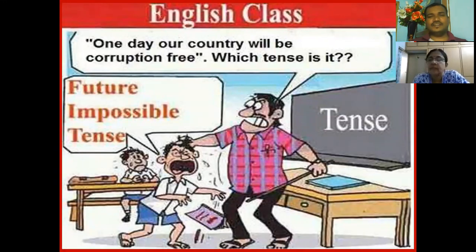So if you look at the screen, there is a funny cartoon picture, right? Just look at the picture, you will be able to understand a little funny incident. So one day our country will be corruption free. Which tense is it? Future impossible tense, right? It's a cartoon published in a famous reputed newspaper. I just mentioned this picture to create a little bit of fun and a little bit of interest in the audience.